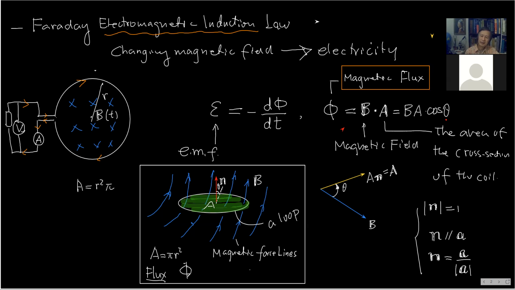So by definition, according to our formula, this flux will simply equal B dot product A. And in this case, we know that the angle between the direction of the area and B is theta. So therefore, it's just equal to BA cosine theta. So that is how to calculate the magnetic flux.